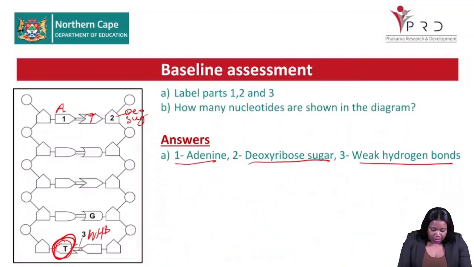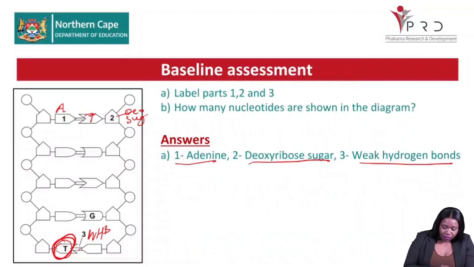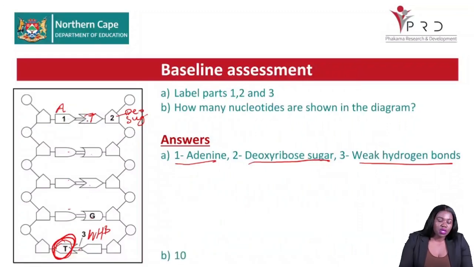Second question: how many nucleotides are shown in the diagram? Remember, to count your nucleotides, you can simply count your nitrogenous bases. You can also just count your sugars or your phosphates because each nucleotide is made up of one of those. So let's count our nitrogenous bases: 1, 2, 3, 4, 5, 6, 7, 8, 9, 10. So we have 10 nucleotides in this case.